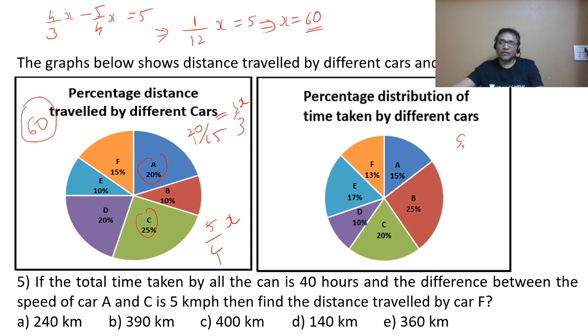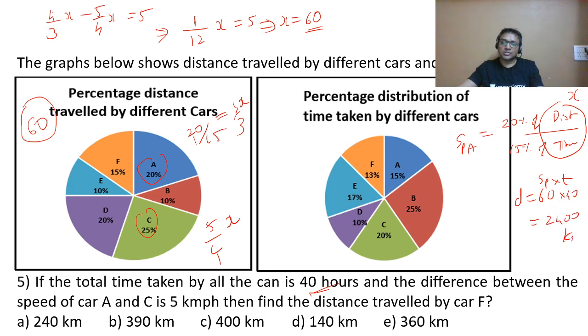So what is the speed of A? Speed of A is 20% of total distance upon 15% of total time. This distance upon time comes as x, which I've taken as the overall speed, which is the same for everyone. Total distance upon total time is x. So if I know 40 hours, the total distance is 60 into 40, speed into time, which is 2400 kilometers. We want the distance traveled by F, 15%. So F has traveled 15% of 2400. We'll get the answer 360.